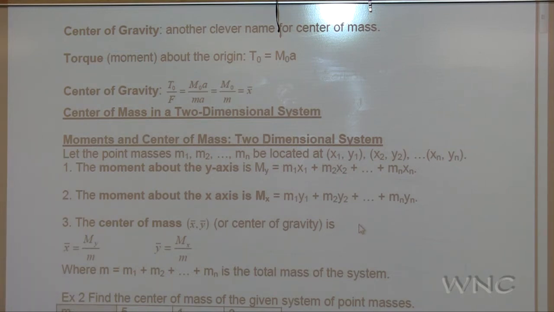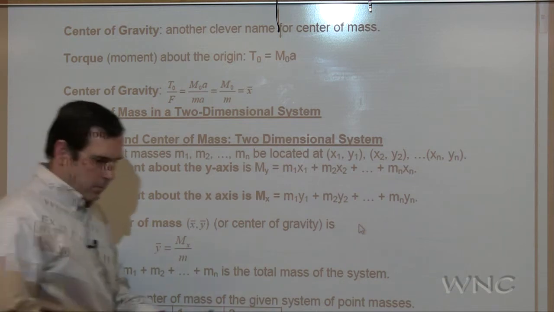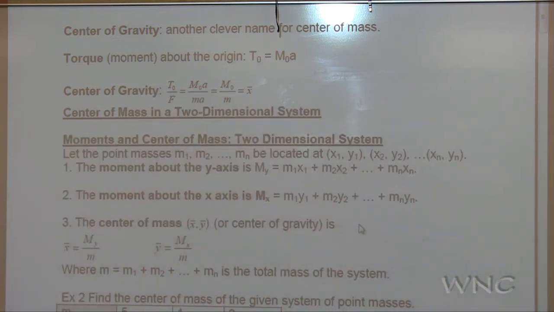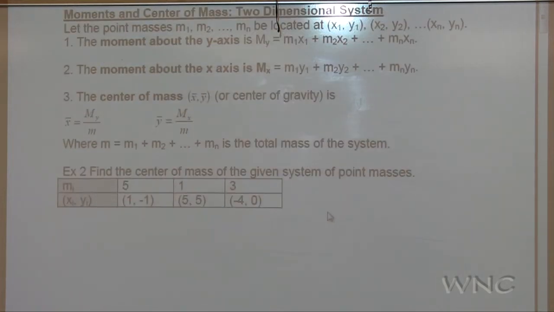Center of mass in a two-dimensional system. So we did the one-dimensional system, where we just have the x. Now, it becomes a little different if you do the moment and center of mass in the two-dimensional system. And this is a little more useful for us.